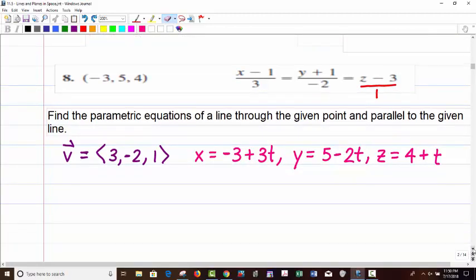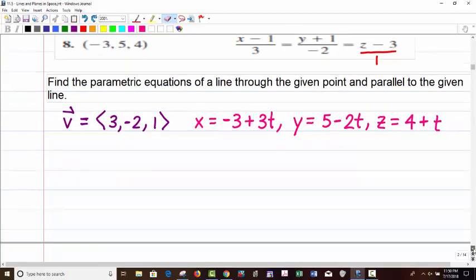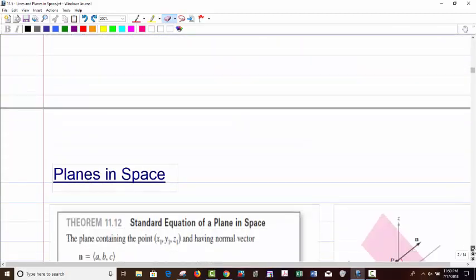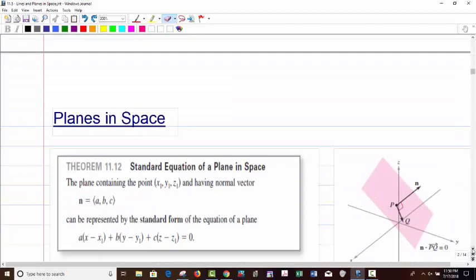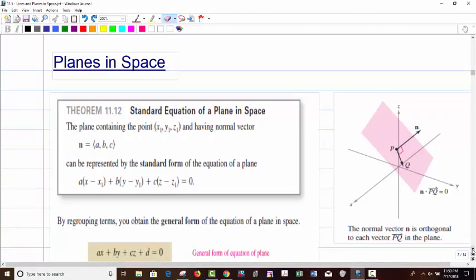So let's see what we have here. Planes in space. Alrighty, let's see what it looks like. So there's a nice little pinkish, purplish looking plane right there. A nice graph of one, so most people would be aware of what a plane is.